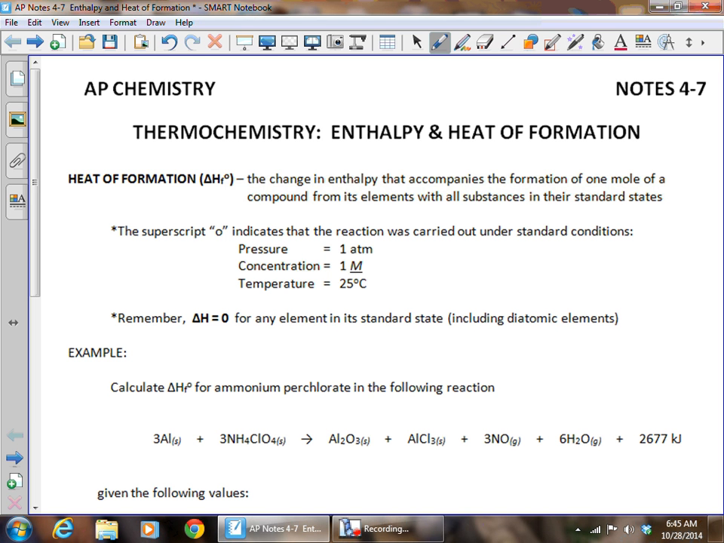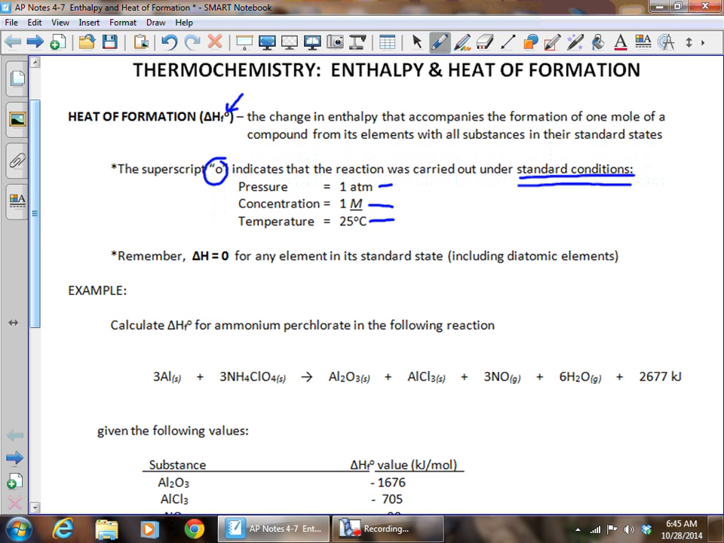So when you see heats of formation values and you see that little zero up the top right here, that indicates that the reaction was carried out under standard conditions. And those standard conditions are 1 atmosphere for pressure, 1 molar for concentration, and standard temperature in thermodynamics is 25 degrees Celsius. Now that differs from standard temperature in the gas laws, which is 0. I wish they'd make it the same for both, but they don't. So we have to remember that standard temperature is 25 degrees Celsius, which is about room temperature, so it kind of makes sense. So all of our values are determined at 25 degrees Celsius.